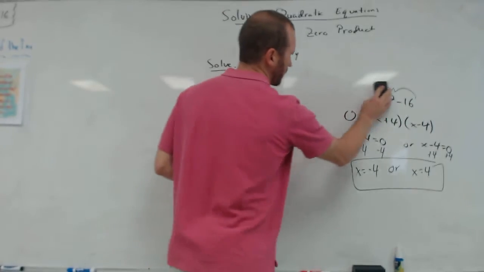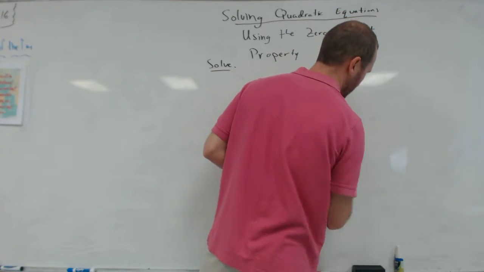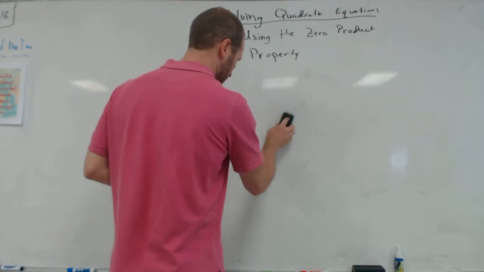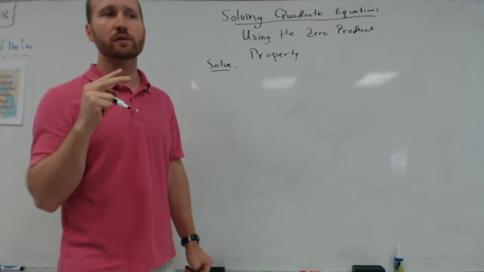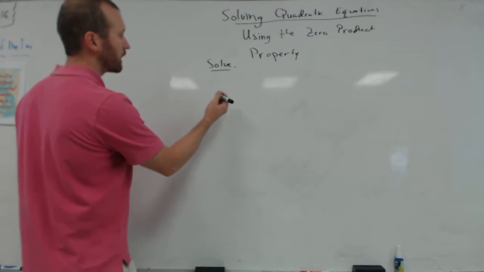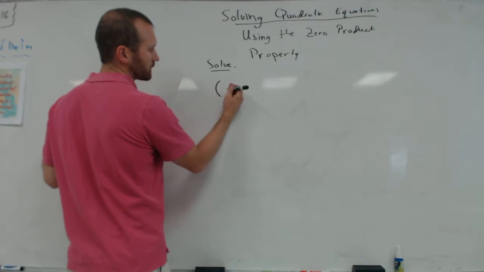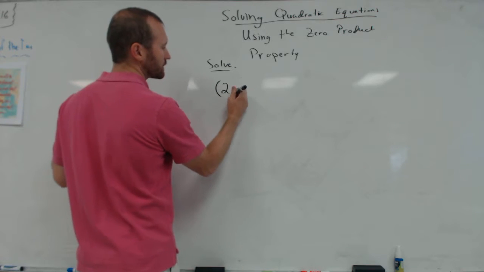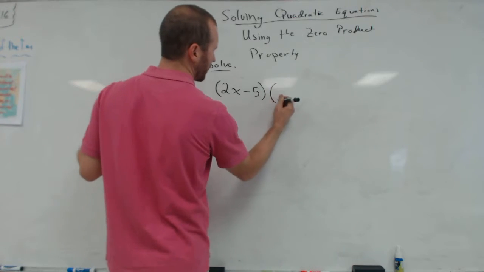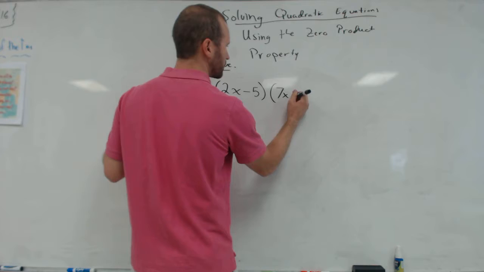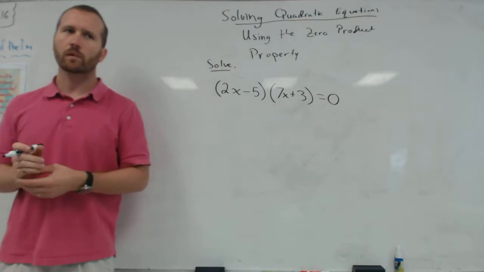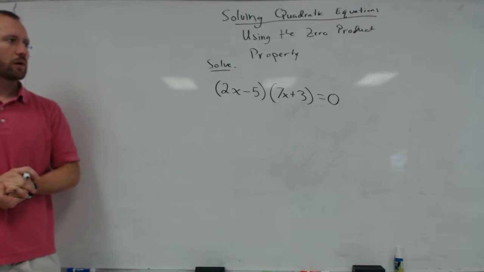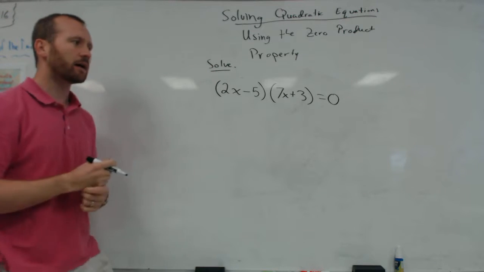Alright. What if we have something a little bit different? So we have 2 examples left to do. It's really important that you guys write these both down, because they're a little different. What if I had something like this? 2x minus 5 times 7x plus 3 equals 0. And the instruction is still solve.